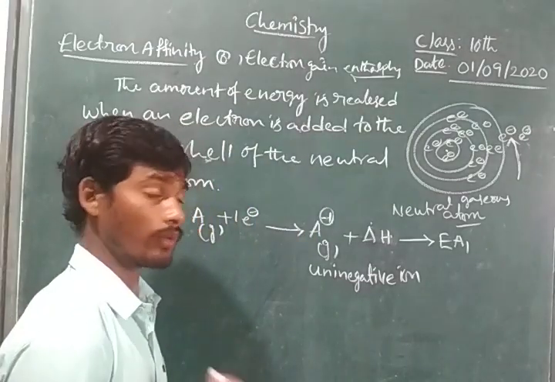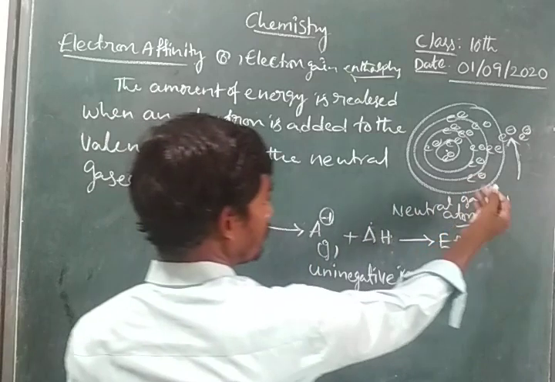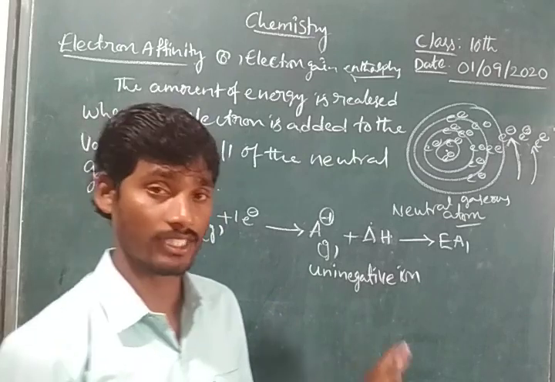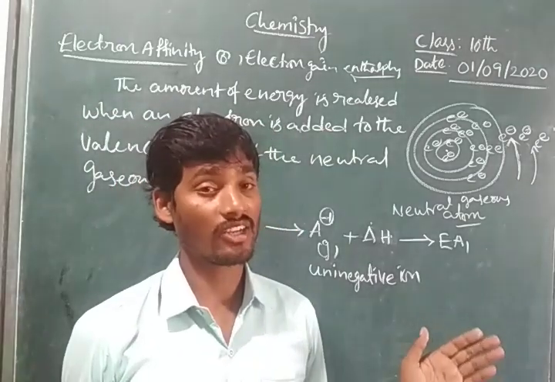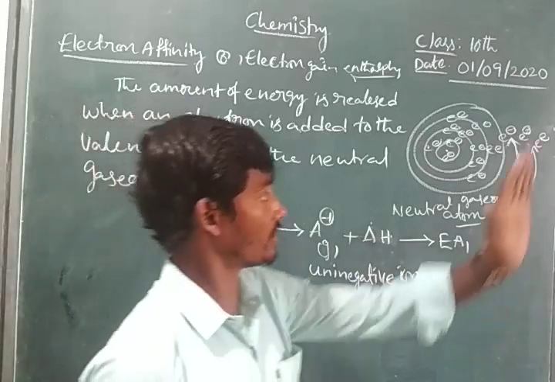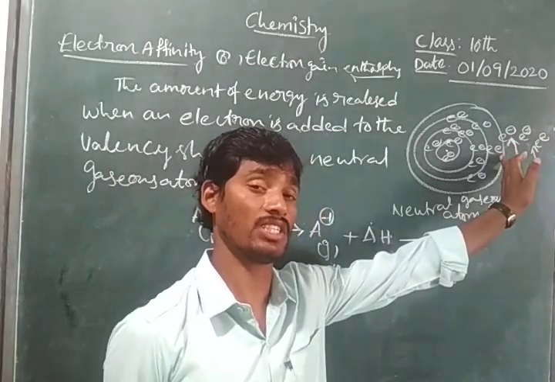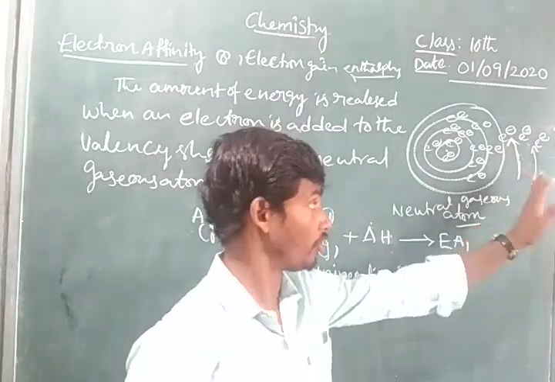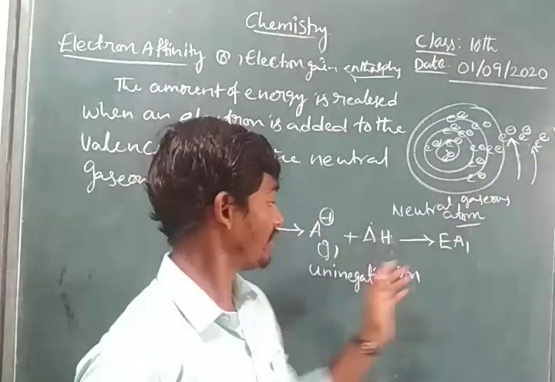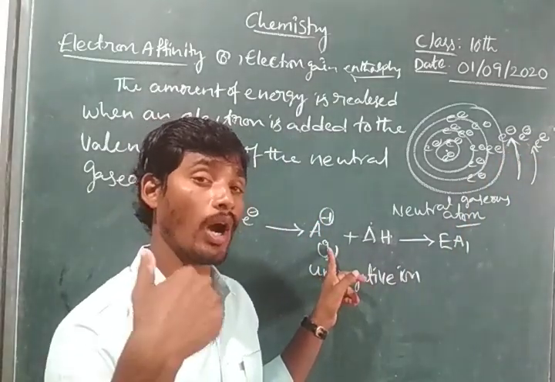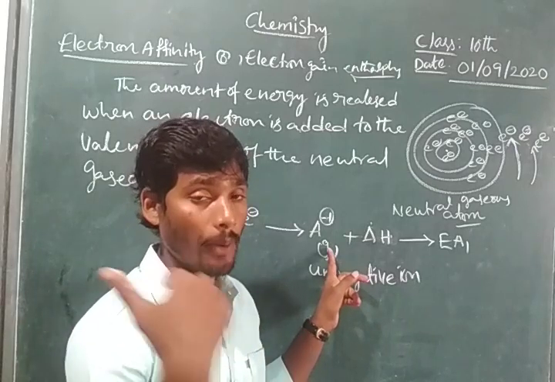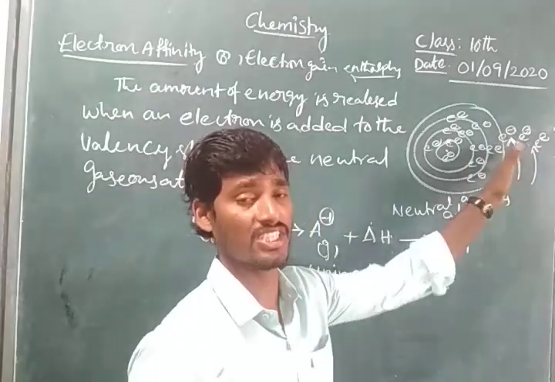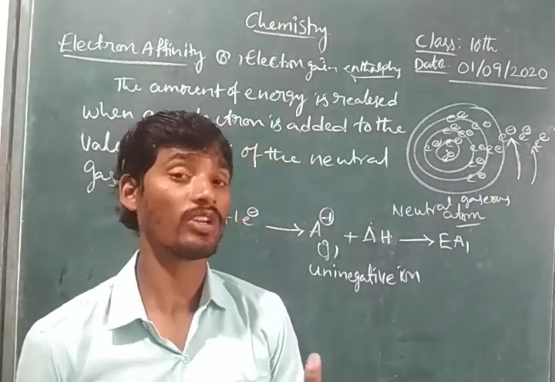Suppose you want to add one more electron to the valence shell of the neutral gaseous atom, which already has a negative charge. Negative charges repel each other, so it is too difficult, children. If you want to add one more electron to the uninegative ion, we need to apply more energy than is released, to overcome the repulsion forces.